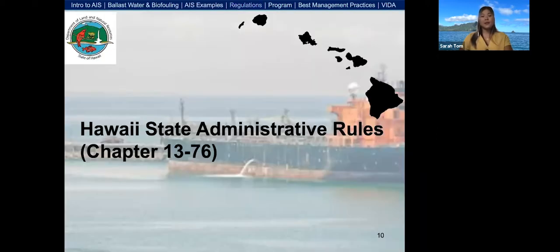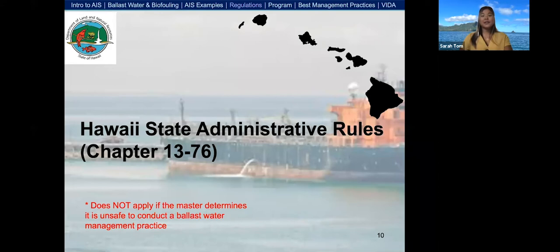Now we're going to go over chapter 13-76 of the Hawaii Administrative Rules, which authorizes DLNR to collect ballast water. However, this does not apply if the master determines it is unsafe to conduct a ballast water management practice. This could be due to the safety of crew or passengers, adverse weather, vessel design limitations, or equipment failure.